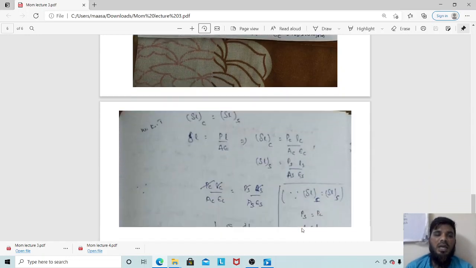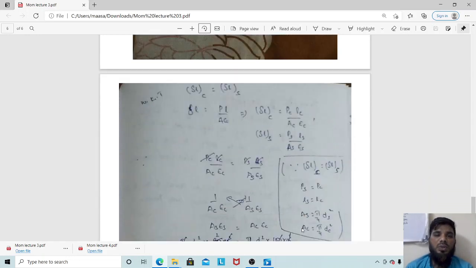Now, since they have given delta L of copper is equal to delta L of steel, we will make them equal. First of all, write the formula for delta L. What is the formula for delta L? PL upon AE. If it is asked for copper, we will write PC LC by AC EC, where PC is the load applied on copper, LC is the length of copper, AC is the area of cross section of copper, EC is Young's modulus of copper. Similarly for steel, load of steel, length of steel, area of steel, Young's modulus of steel.